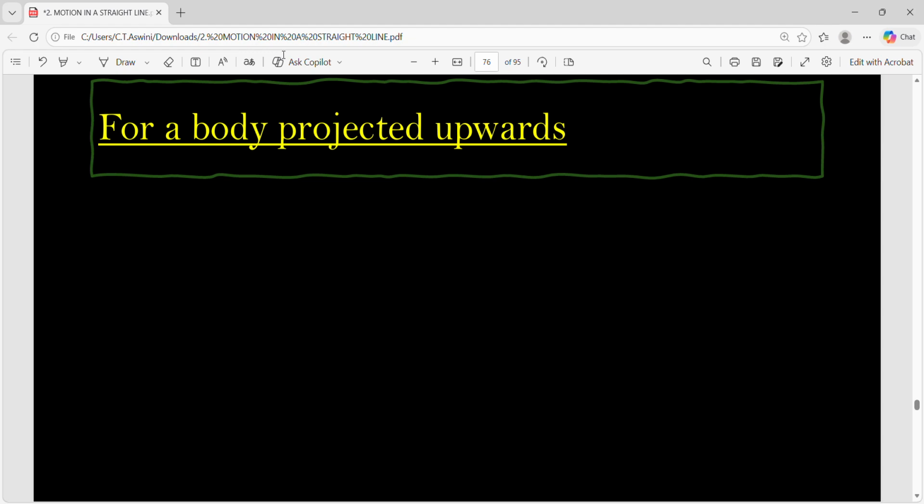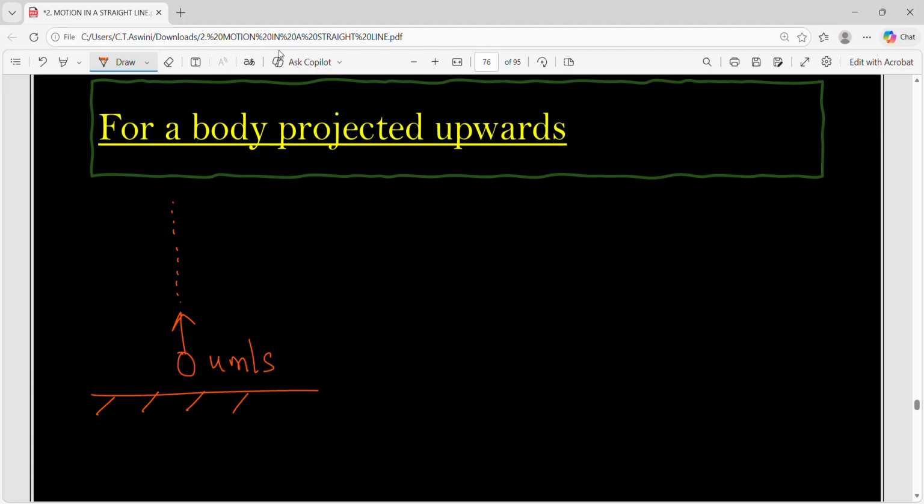Now we'll see for a body which is projected upwards. Earlier it was projected downwards. Now we'll see projected upwards. Let us imagine this is the ground. The body is projected upwards with initial velocity u. So it will travel some distance. It will reach a maximum height. So this is the maximum height reached by a body.